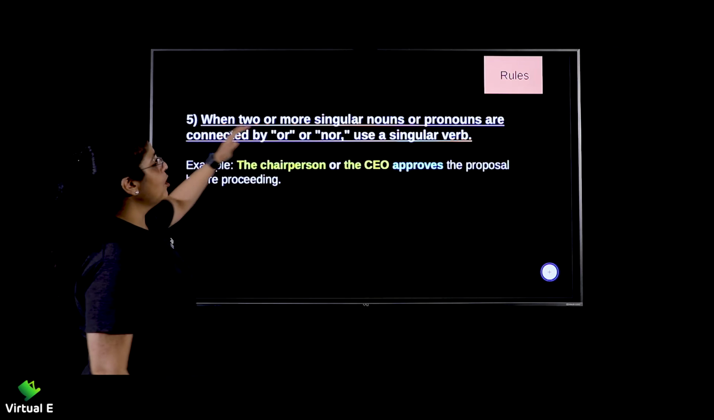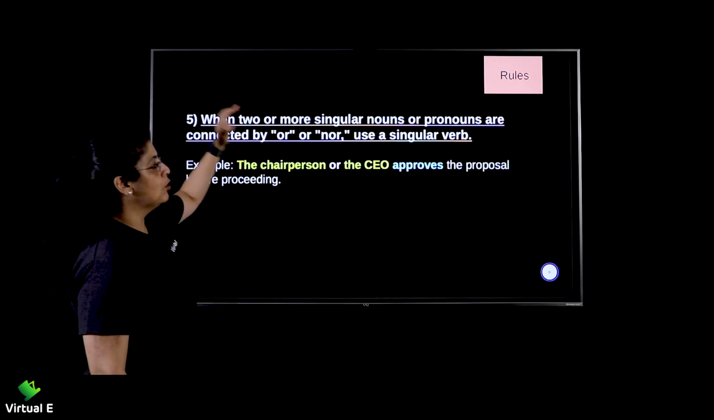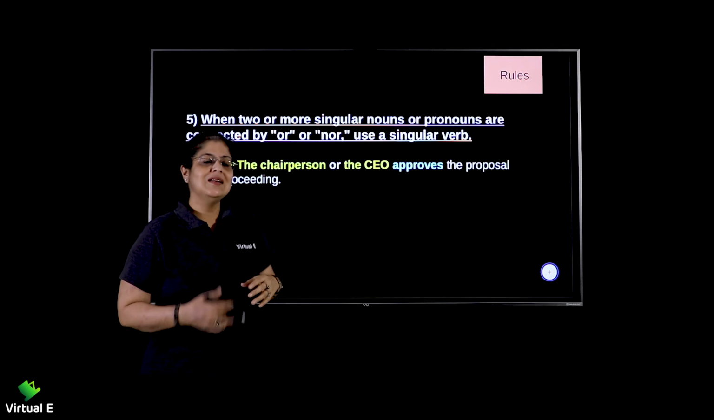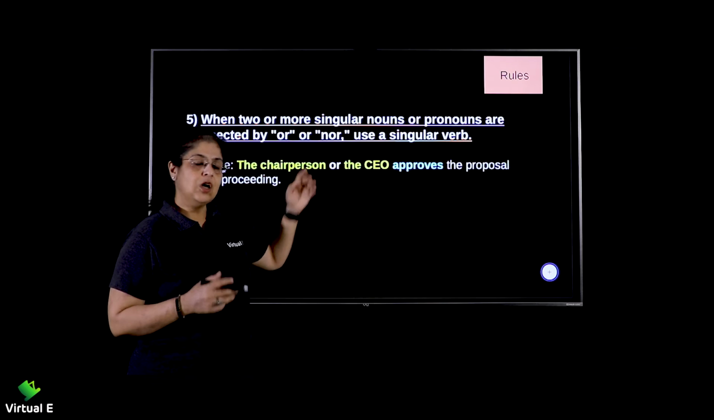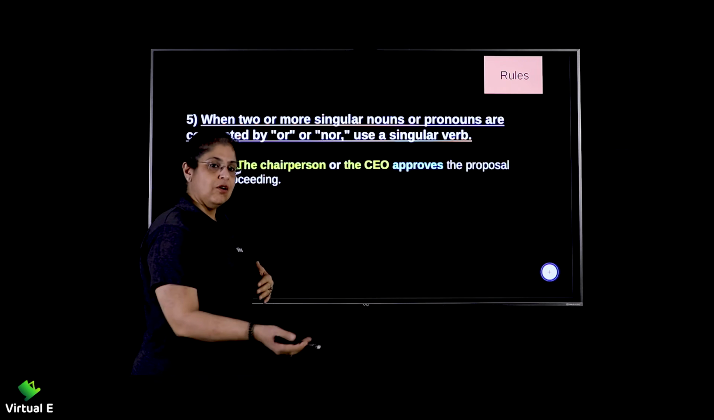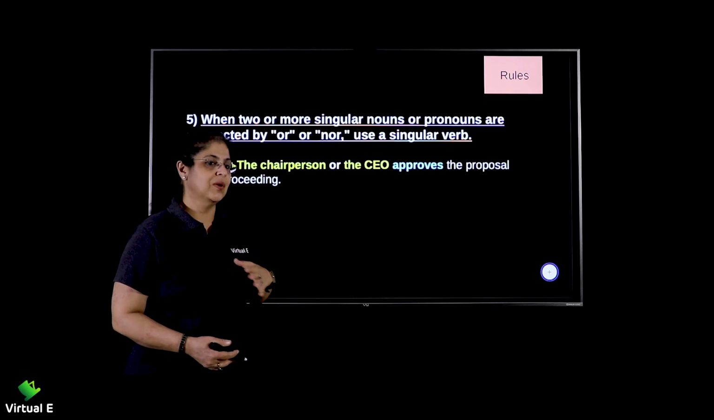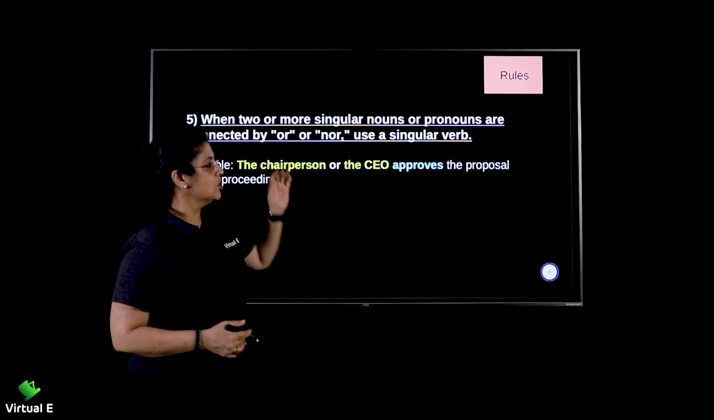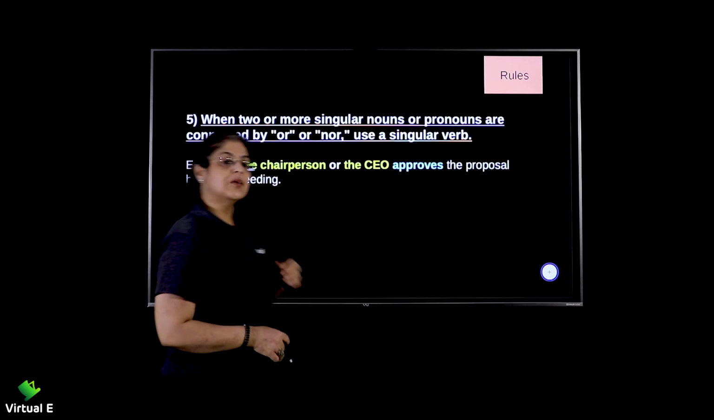Now, when 2 or more singular nouns or pronouns are connected by or nor, use a singular verb. Now, isn't this a little more of common sense required? Or nor. Now, or means anyone. When you're giving a choice, do you want tea or coffee? You select one, right? Unless you're greedy and you ask for both. Well, so when it comes to or, we talk of any one. So obviously, if your subject is singular, the verb is also singular.